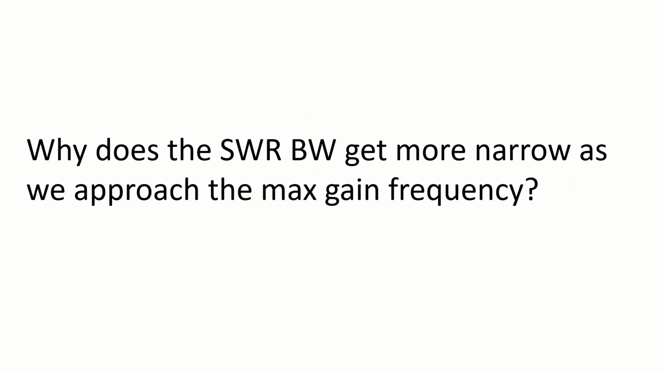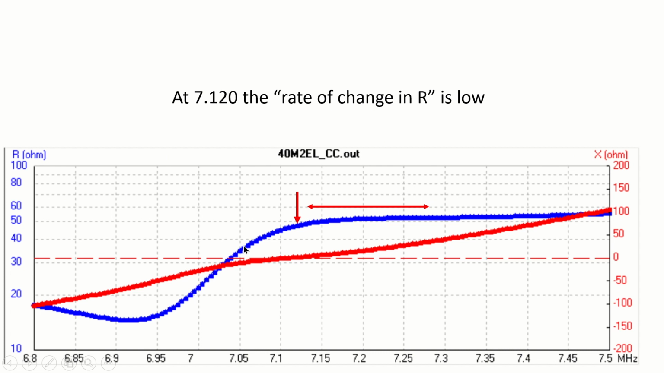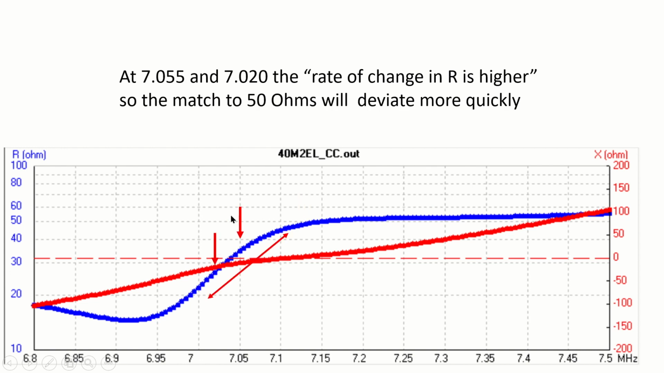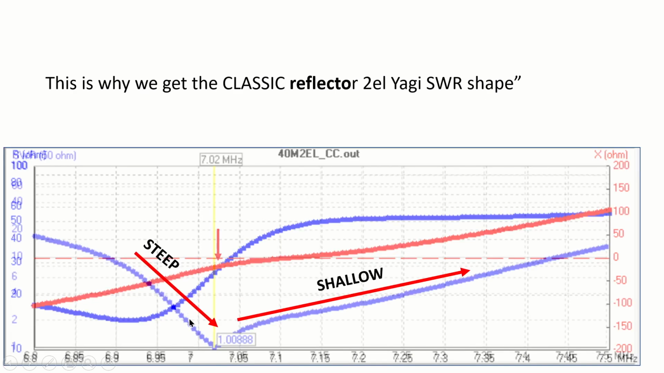So what's going on here? Why does the SWR bandwidth get more narrow as we approach the maximum gain frequency? I think this is cool and actually pretty easy to understand. Here on the impedance sweep, notice if we tune at 7.120, the rate of change of the real resistance is fairly flat, especially on the high side. However, when we tune the array lower in frequency at 7.055 or 7.020, notice that the real resistance is quite steep here. And that's why the SWR profile ends up being very steep, especially on the low side of the center frequency, and more shallow on the high side.